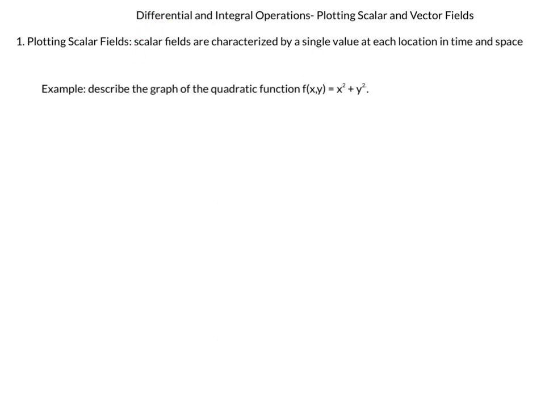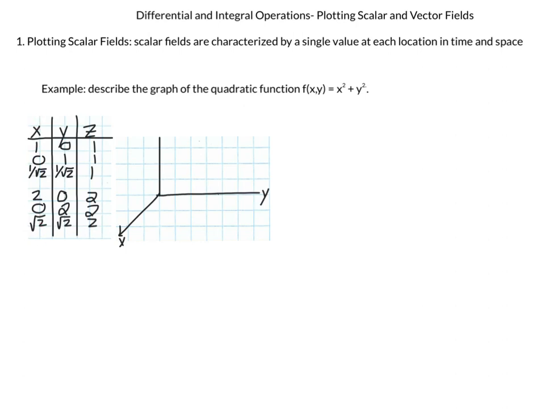For scalar fields, they are characterized by a single value at each location in time and space. So before we go into the physics examples, I chose a simple one so we could get a better feel for what's going on. Describe the graph of the quadratic function f of x, y equals x squared plus y squared. Over here, I have a table of different values of x and y, and when I plug it into this function, I'll get f of x, y, or z, which is equal to x squared plus y squared.